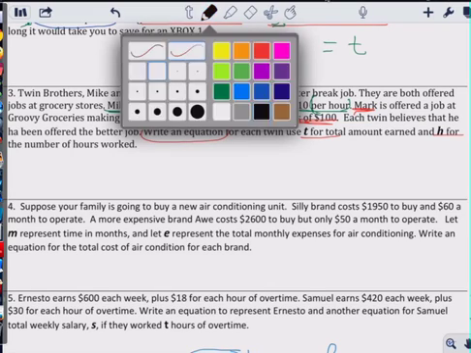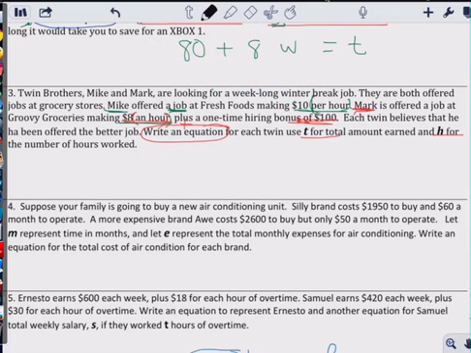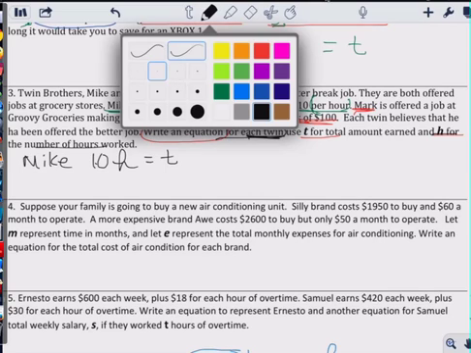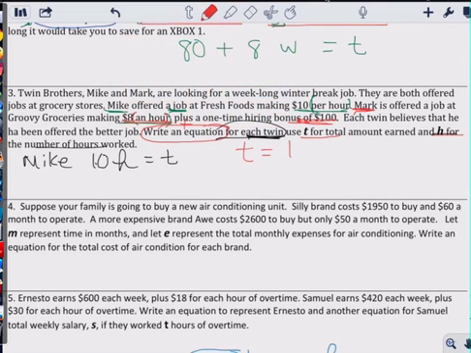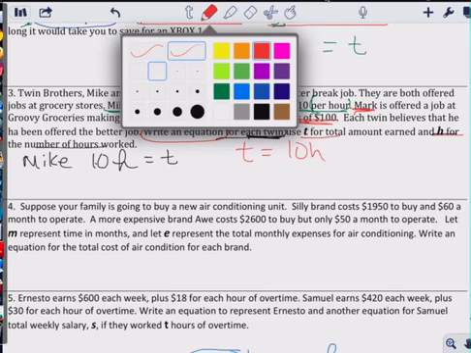Alright, so for each twin, they want you to write an equation for each twin. So Mike, we need to write an equation for Mike. His job offers $10 per hour, each for the number of hours. Okay, 10H then, from Mike, equals the total amount, equals T. Now if some of you wrote T equals 10H, it's the same thing. It means the same.